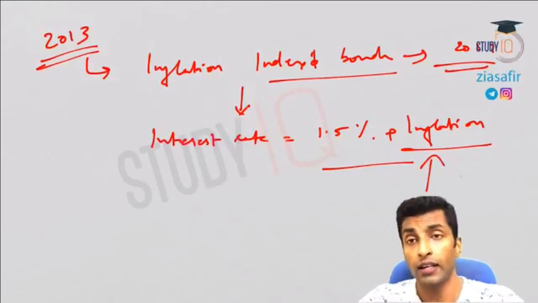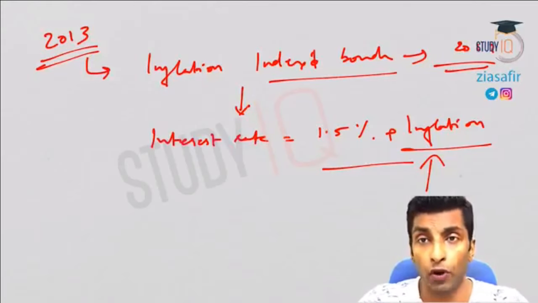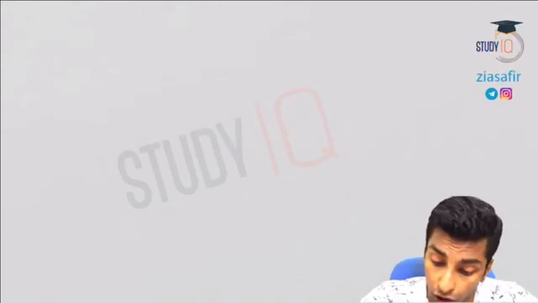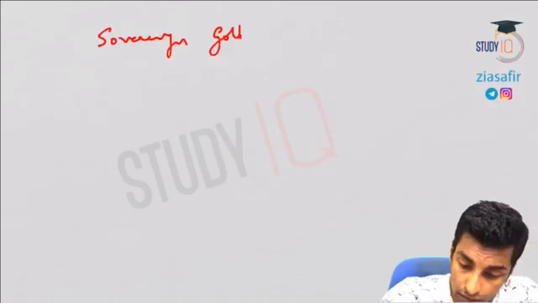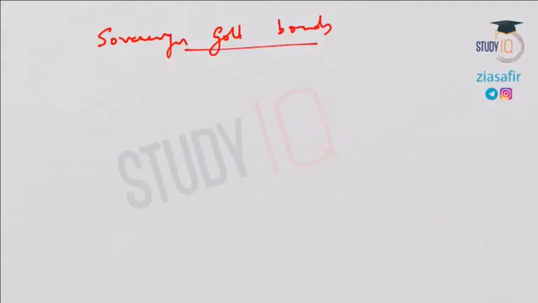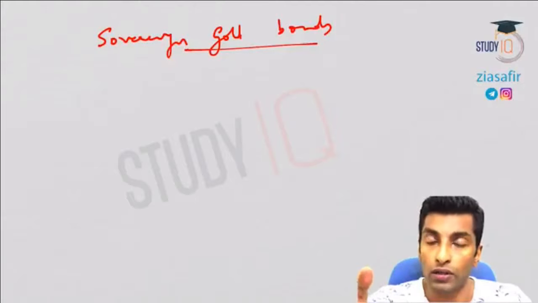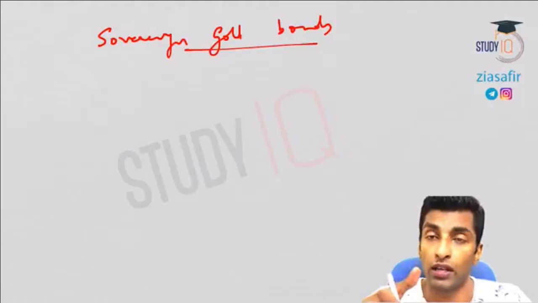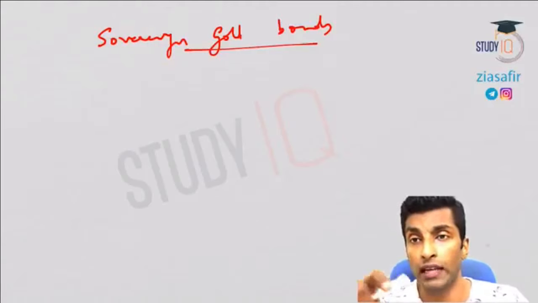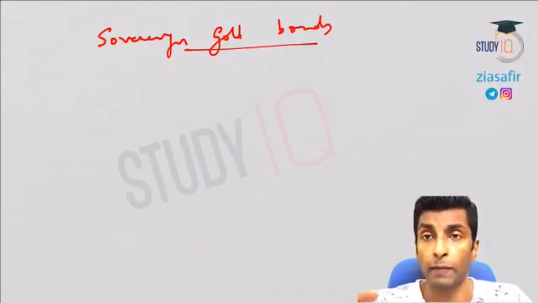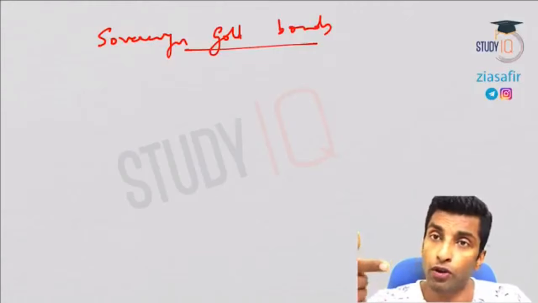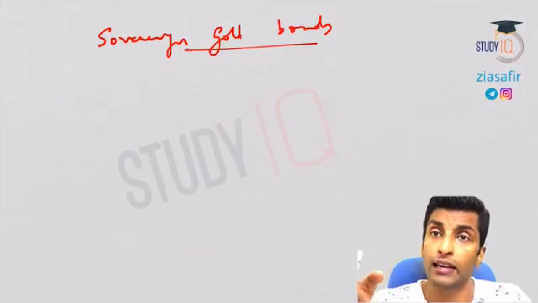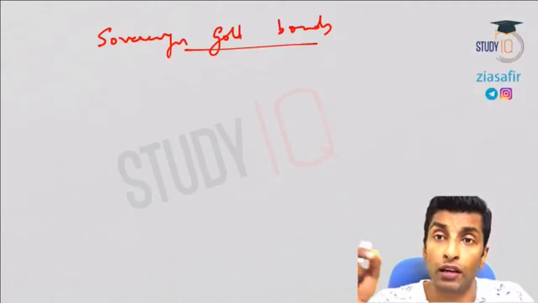Some other schemes were also introduced: the gold monetization scheme and sovereign gold bonds. What are sovereign gold bonds? Instead of physically buying gold or physically investing in gold, you can buy these bonds. Physically buying gold results in a shortage in domestic supply, so you have to import, and import of gold will increase. To discourage that, you get exactly the same return if you hold this bond.